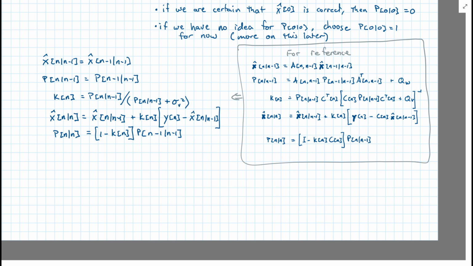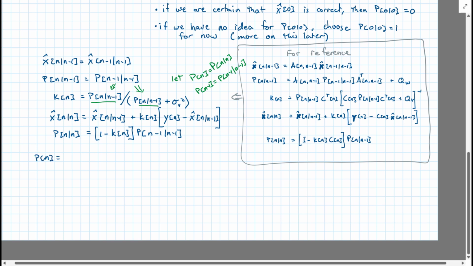Okay, since we have this actually in both cases here, where this and this are the same, let's go ahead and say that P n is P n given n, and P n minus 1 is P n minus 1 given n minus 1. That'll just simplify our notation just a bit. So using that new notation, let's go ahead and finish simplifying for P n.